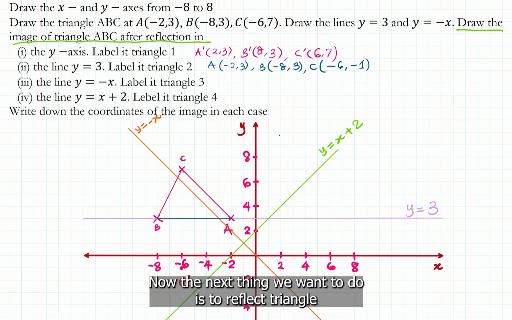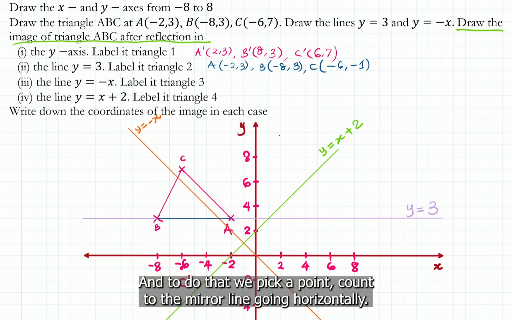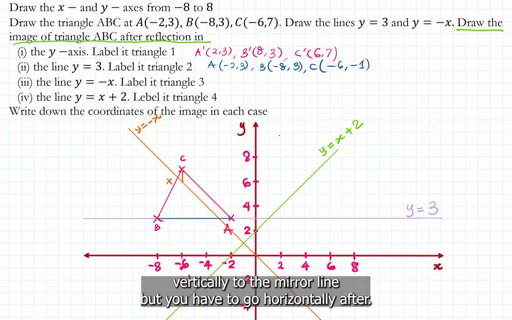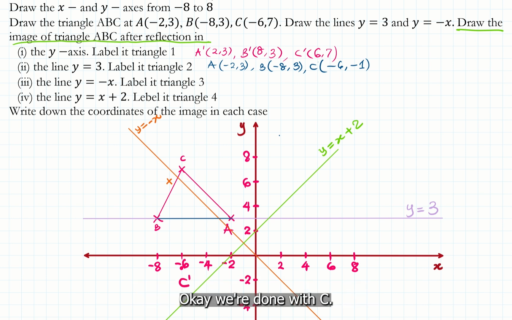Now the next thing we want to do is to reflect triangle ABC in the line y equals -x. And that's this line. To do that, we pick a point, count to the mirror line. If we are going horizontally, we have to go vertically after. So our new point will be here. Okay, you could also go vertically to the mirror line, but you have to go horizontally after. That's how to deal with reflecting an object in slanted lines. Okay, we are done with C.